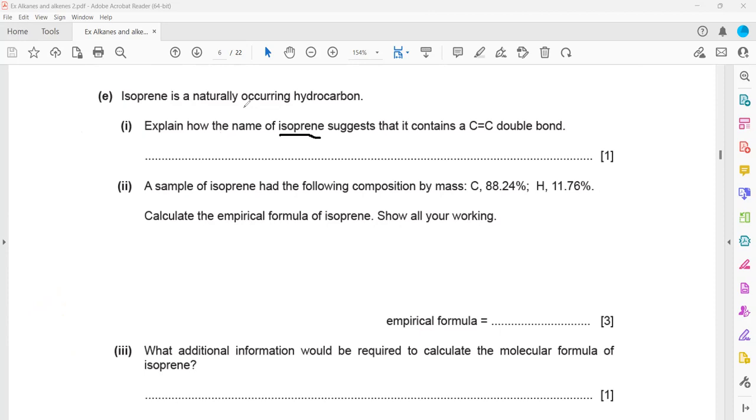The next question: isoprene is a naturally occurring hydrocarbon. Explain what the name suggests, that it contains a carbon-carbon double bond. How from the name do you understand? The functional group is ene, so it is an alkene. The name ends in ene, or the name consists of ene. So whenever a name has ene, it means there is a double bond.